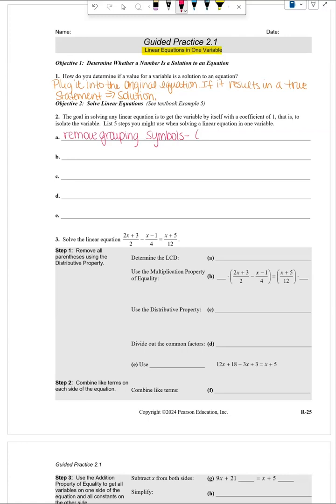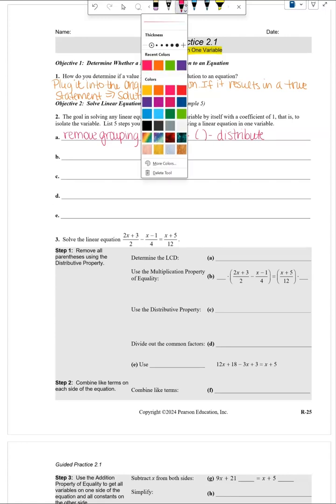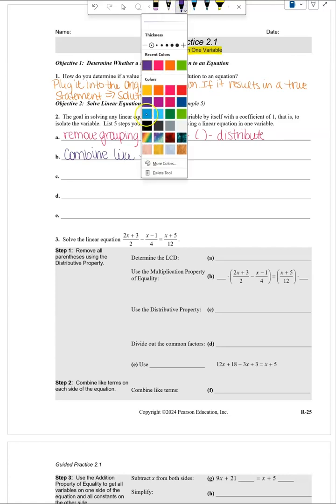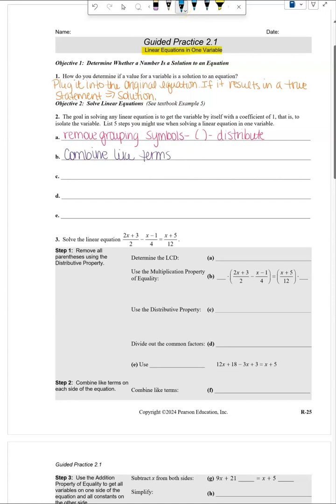So this would be the parentheses, right? And you do that by distribution or distributing. I'm just going to put distribute. The second thing that I think you should do is combine like terms. Next would be to get the variables on one side and the constants on the other.